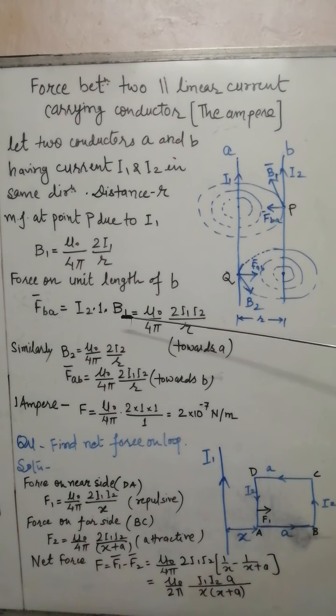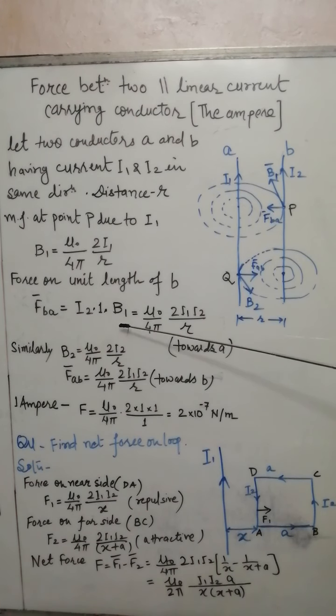You see the magnitude of the force is the same. F_BA and F_AB are the same, and the direction is just opposite. They are attracting each other. So any one of these formulas gives us the definition of 1 ampere, which is asked for 1 or 2 marks, or this whole expression for 2 or 3 marks.